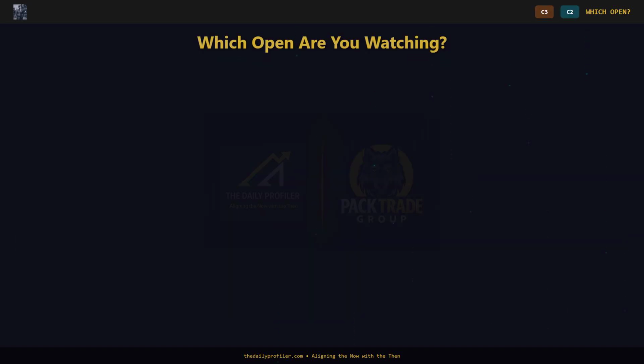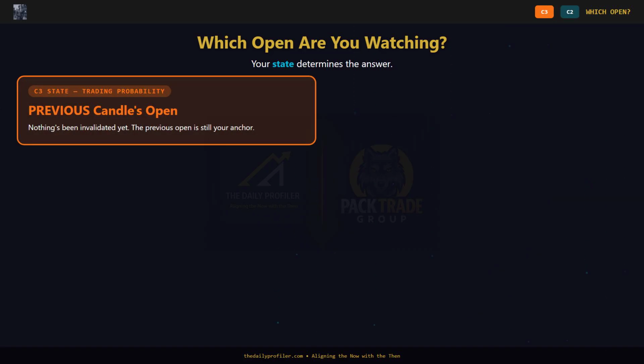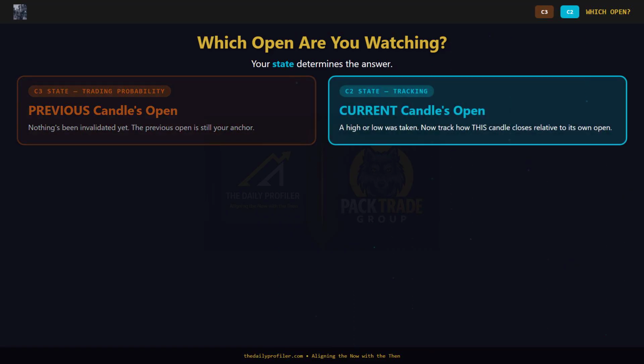Which open are you watching? Your state determines the answer. If you're in C3 state, trading the probability for the high or low, you're watching the previous candle's open. The previous open is still your anchor unless price takes it out. The moment a high or low gets taken and you shift into C2 state, the answer changes. Now you're watching the current candle's open.